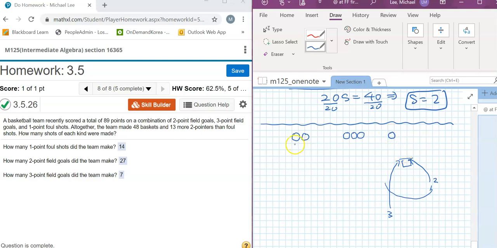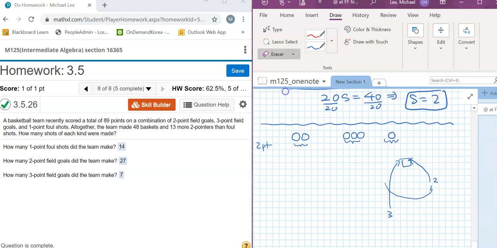the foul shot is 1 point. So each 2-point shot is 2 points, each 3-point shot is 3 points, and each foul shot is 1 point.